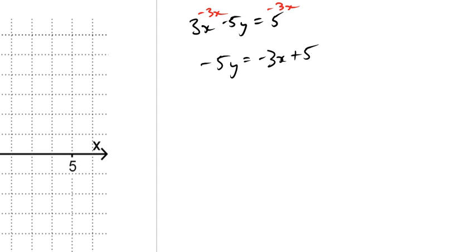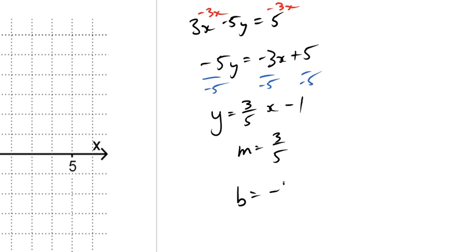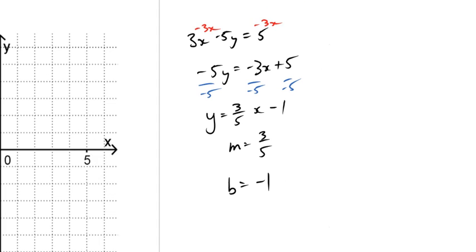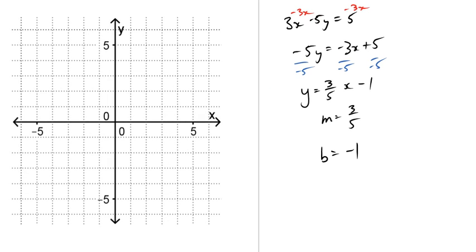What do I do next? Nice. Divide by negative 5. Divide everything by negative 5. I'm just going to do the math quickly because I want to get through this part. Negative 3 over negative 5 is positive 3 over 5. So there's my slope. And 5 divided by negative 5 is negative 1, so minus 1. So my slope is 3 over 5. This is review. We've done this, but it's good review of something that we need to know how to do. So my y-intercept is negative 1.